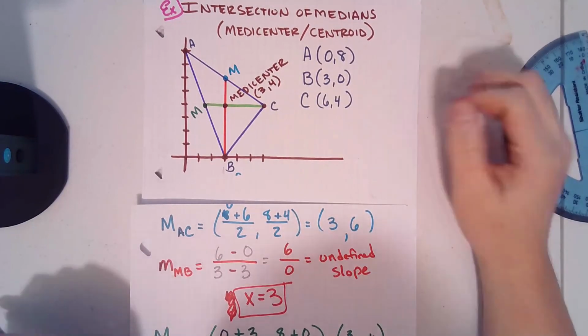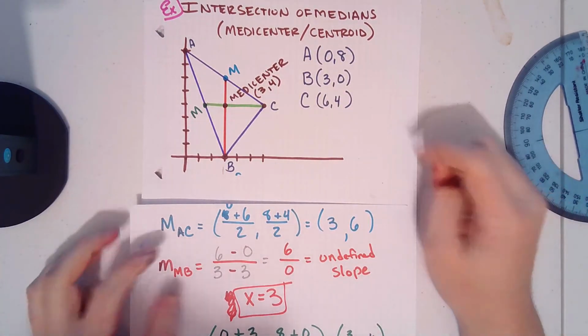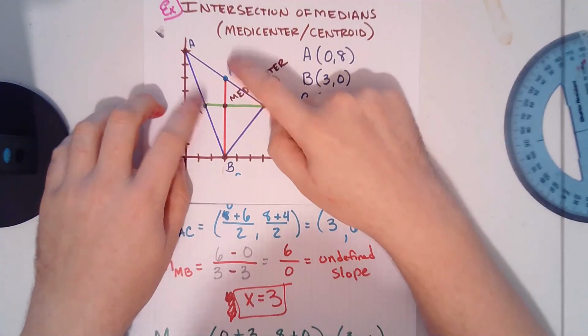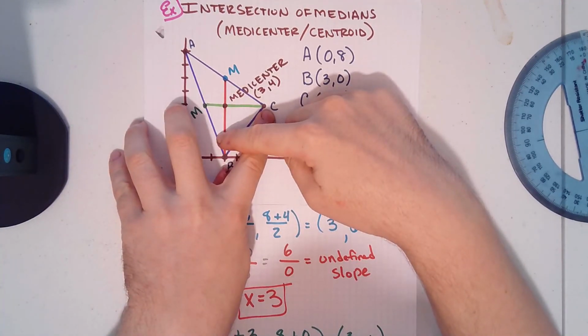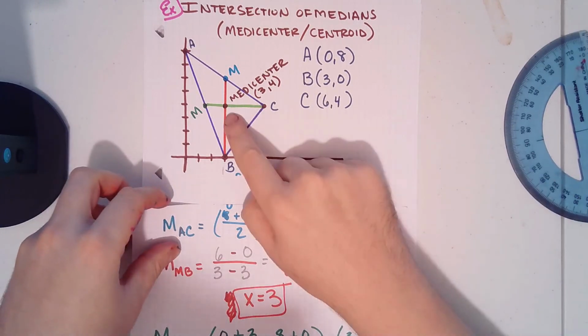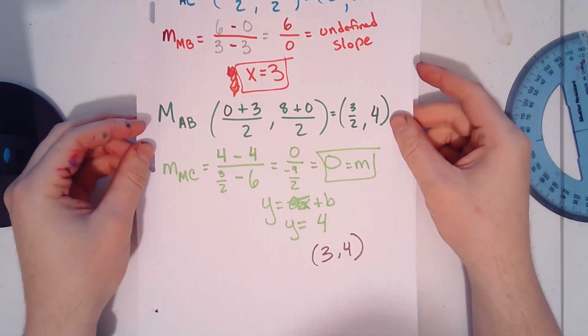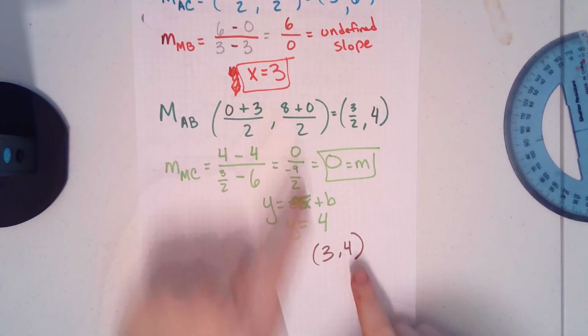So here's the first example, the intersection of medians. To find the centroid or the Medicenter, you find the midpoint of each of two sides and then connect them to their opposite vertices. Find the equation of those, set those equations equal, and where they are equal is where they intersect. If you happen to get vertical and horizontal lines like I had here, they give you the coordinate.